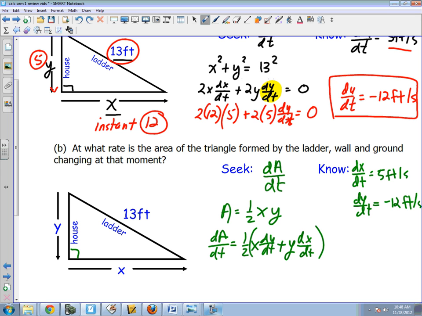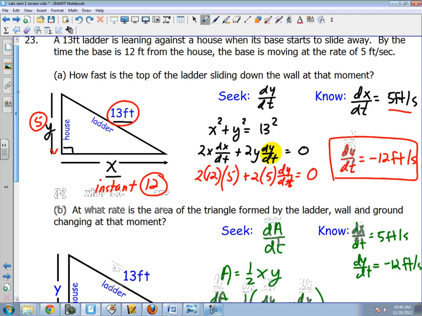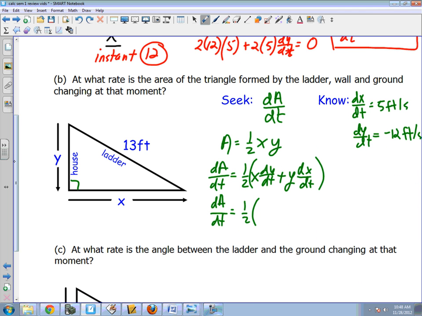Again, I know everything here. I know that I'm looking for dA/dt, and I'm plugging in everything. So I knew x at this given moment was 12. dy/dt we found was negative 12. y at the given moment was 5. And this is all, again, from the last problem. I've got x, I've got dx/dt, I've got y, I've got dy/dt. dx/dt at this given moment was 5.